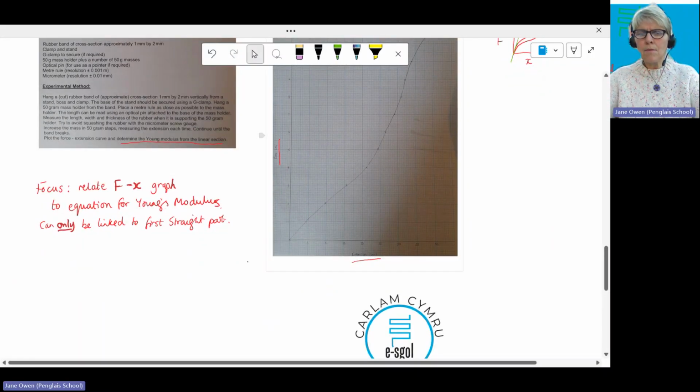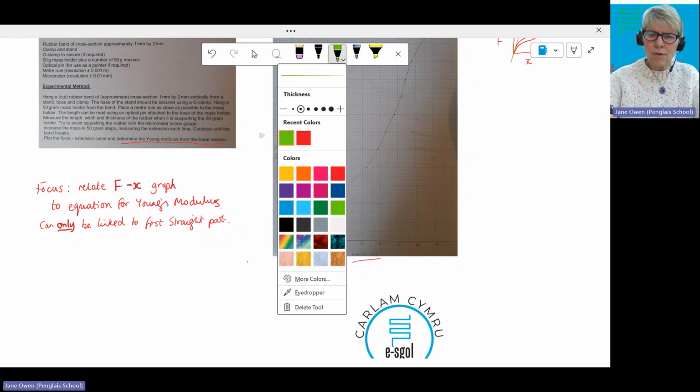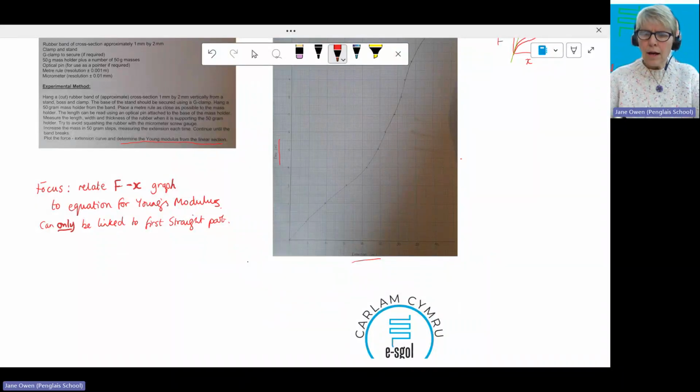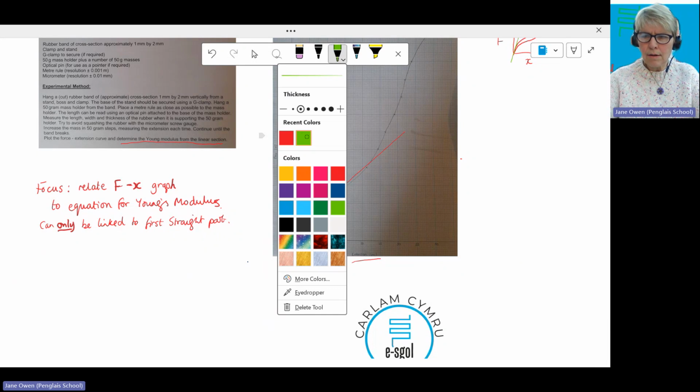But for the sake of this experiment and what WJEC are asking, they're asking you to look at that first section. So I'm in two minds of just taking this part here or just taking that first part here. And I think what I'm going to do is I'm going to take that whole part there. So I'm going to make it red. I haven't got a ruler, but you will have a ruler, and you can get a ruler to that first part and get a large enough gradient then. I'll do the gradient in green.